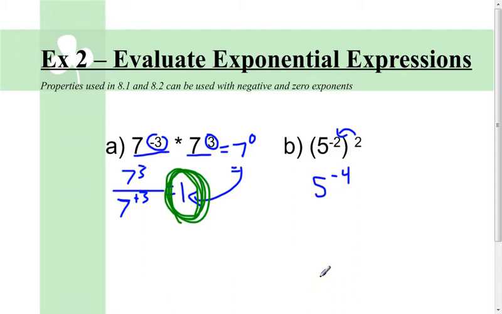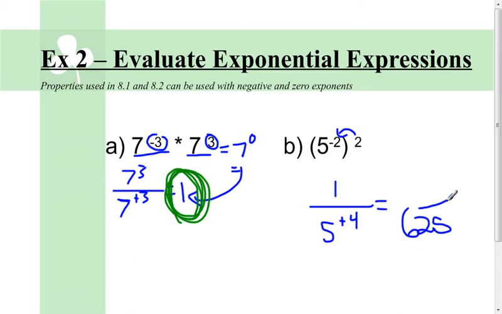So if we take this and pass it over the magic fraction bar, there it is, see it? Boom. Now, it's a positive fourth power. And if we simplify this, 5 to the fourth power is 625. So this whole thing is actually equal to 1 over 625.